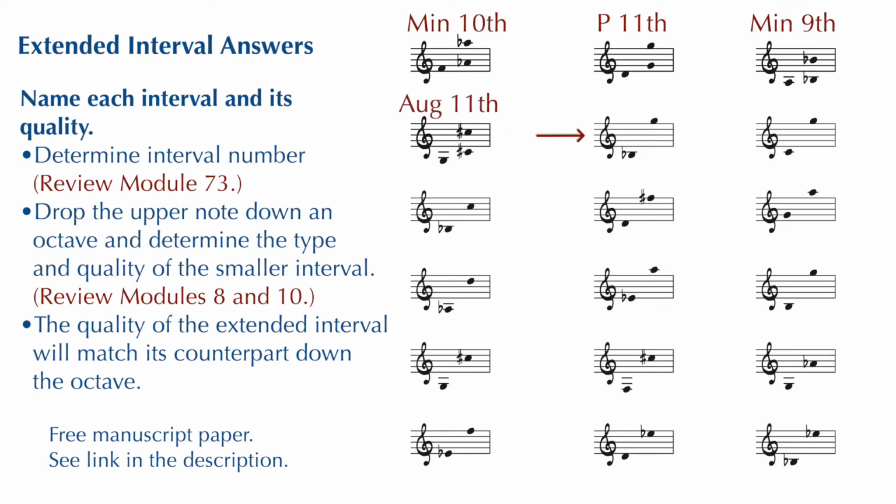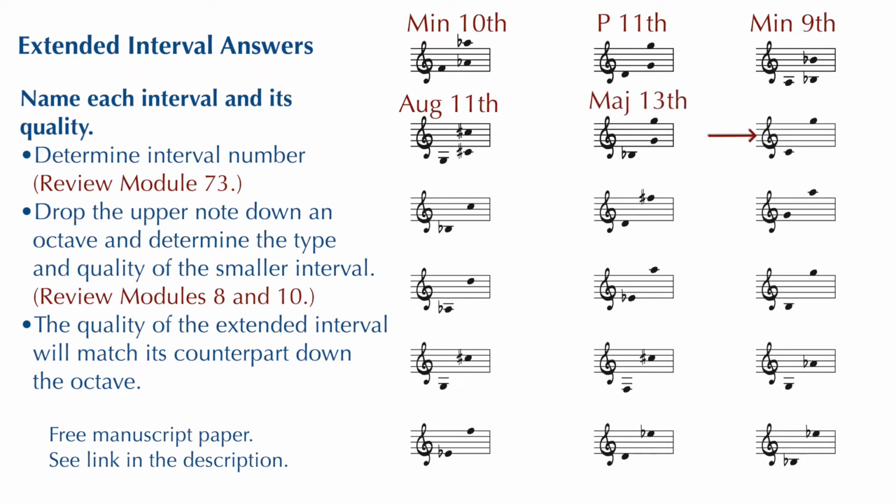Number 5, low B flat to G above the staff. This is going to be some sort of 13th. We take that G and drop it an octave, and we have the interval of a major sixth. So the extended interval is going to be major 13th.